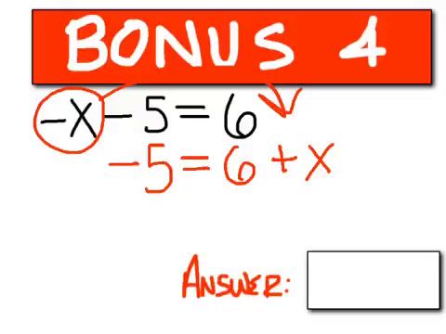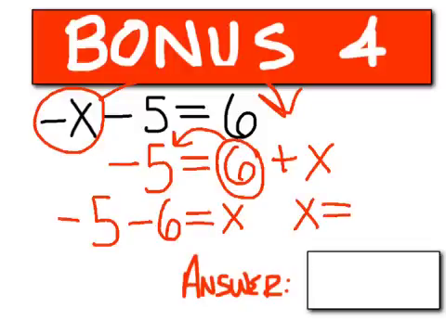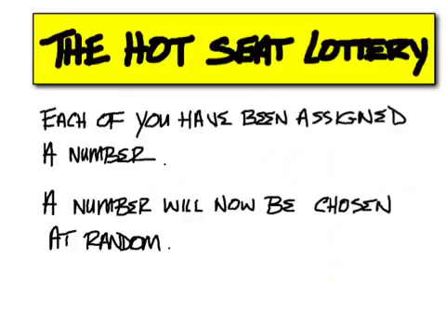We have a positive x now. So now we just need to take our number and move it to the other side. When we move a number to the other side, it changes its sign. So it's positive on one side, we're moving it to the other side, it makes it negative. So we have negative 5 over here. And on this side, we're going to change it to a negative 6 is equal to x. So our x should be equal to negative 11. Negative 5 minus 6 is negative 11. So that'll be your answer.